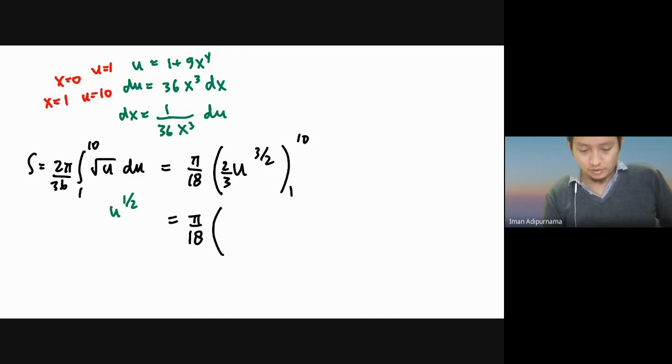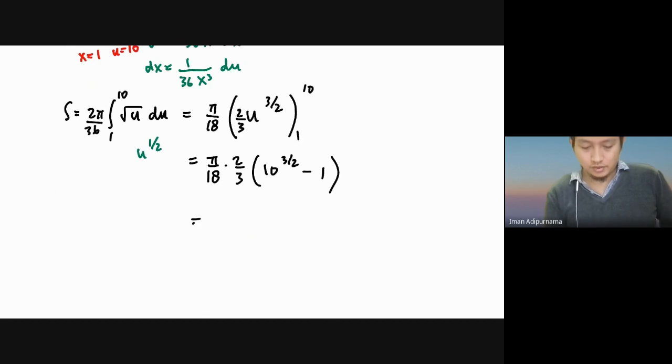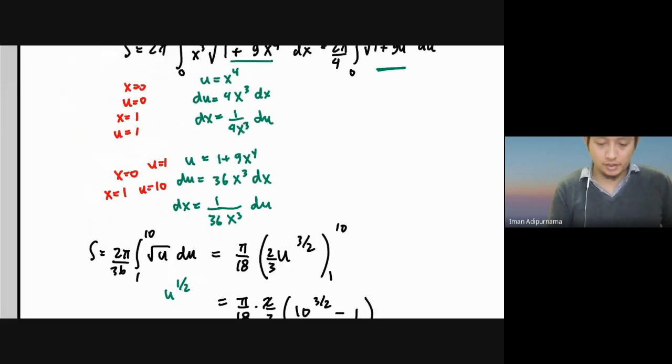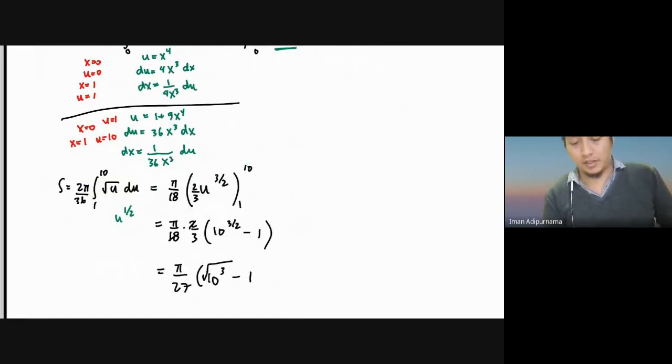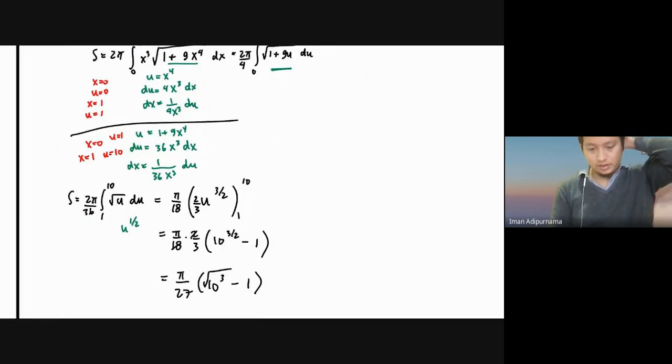So this will be 2 over 3. Oh, let me take 2 over 3 outside. Then this will be, I think better, 10 3 over 2 minus 1, right? So this will be pi over 27. Then, yeah, I think better to choose the substitution directly. Okay. And that will be the answer.